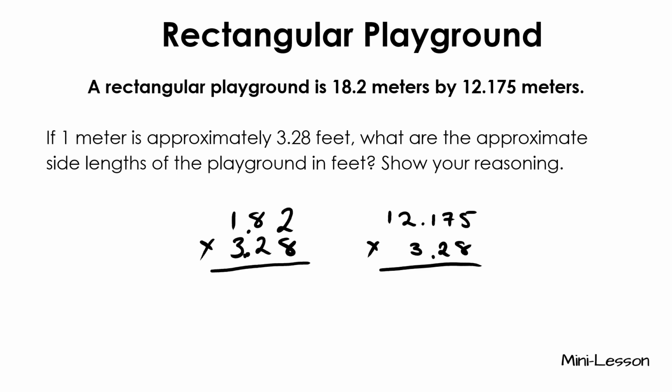We'll start with the 8 first. 8 times 2 is 16. Carry the 1. 8 times 8 is 64, plus 1 is 65. Carry the 6. 8 times 1 is 8, plus 6, I believe that's 14. And so we put out our 14.